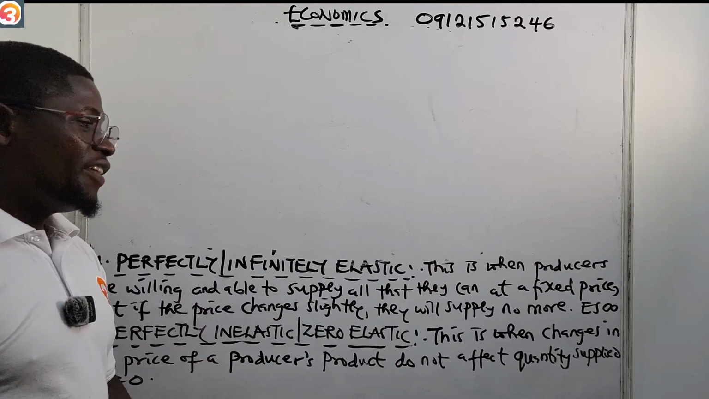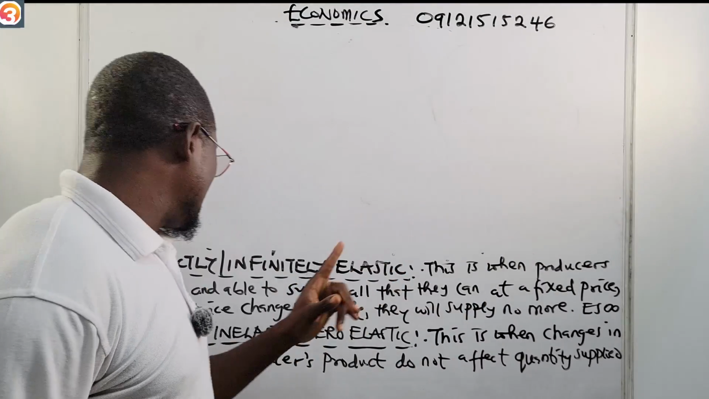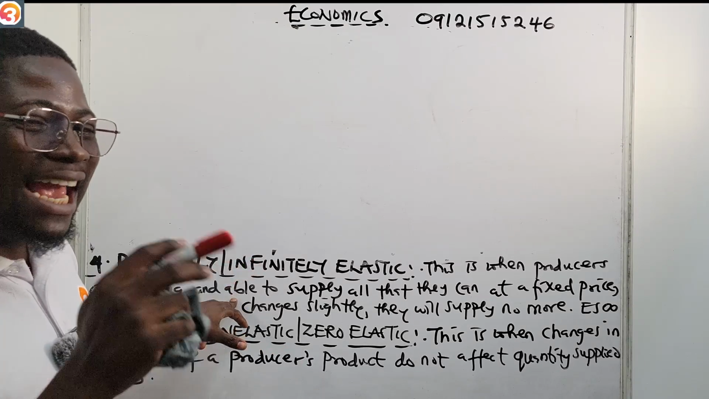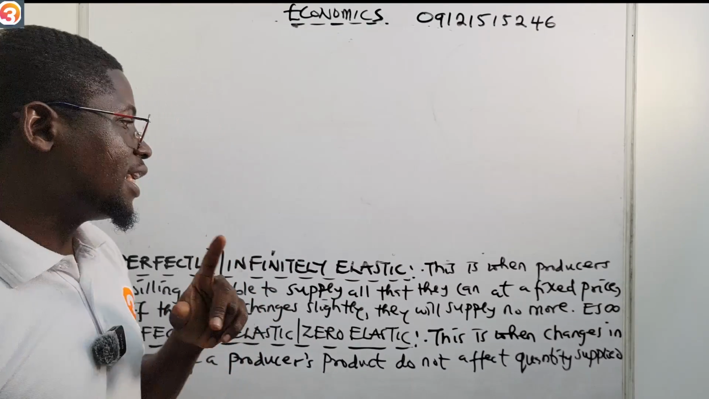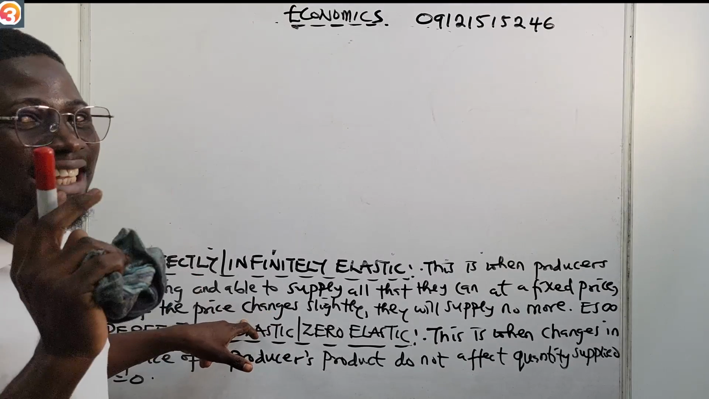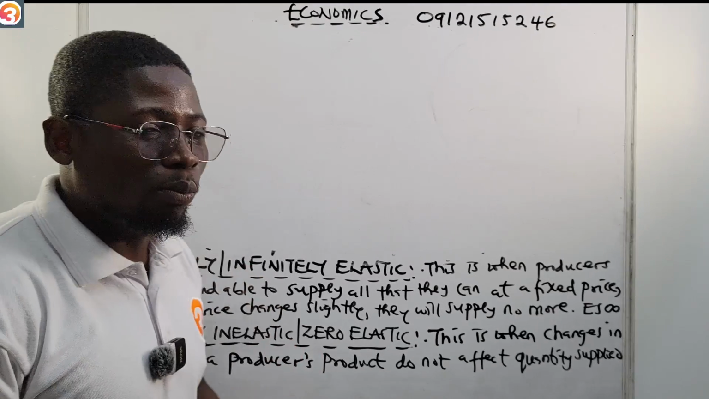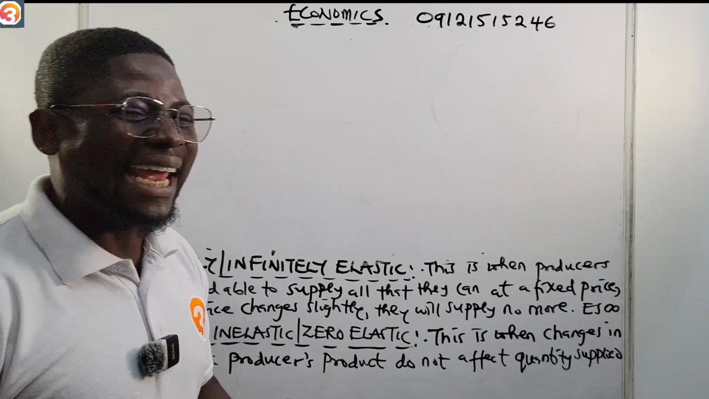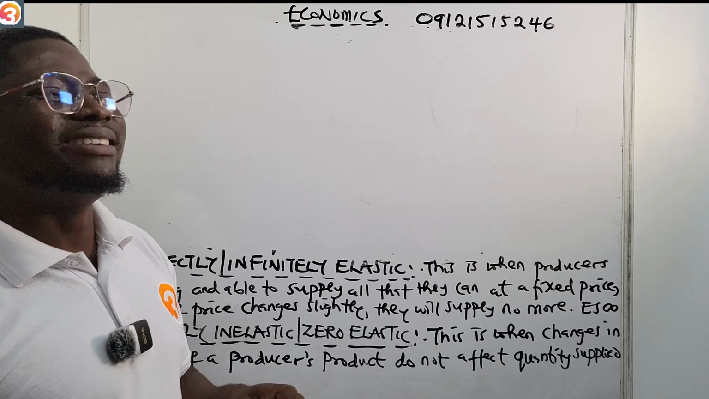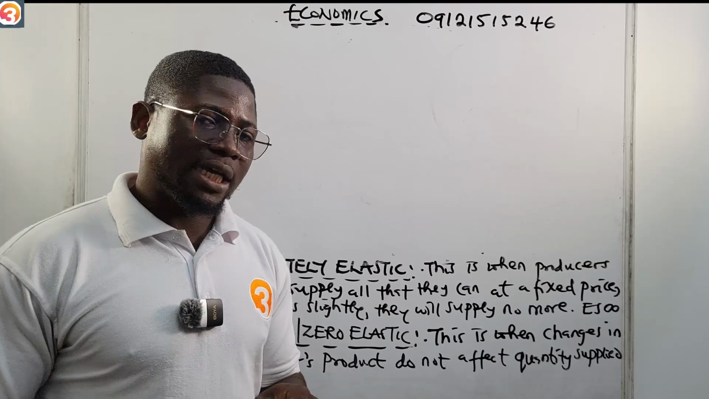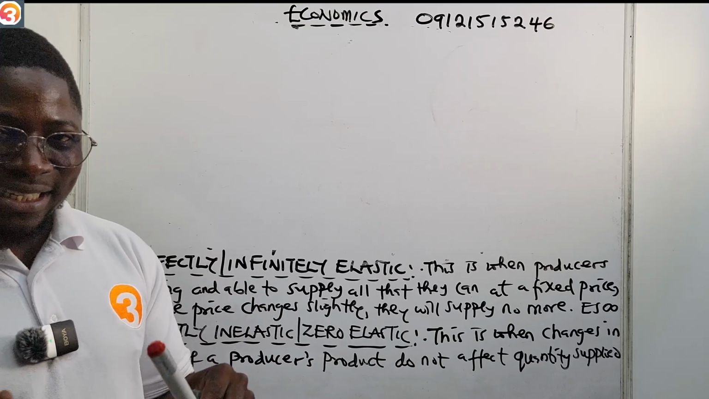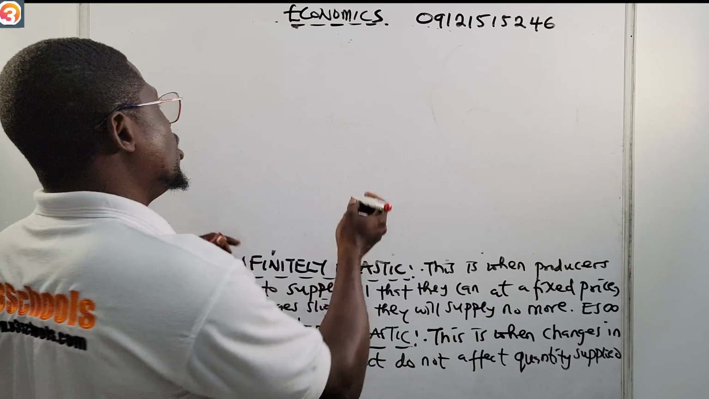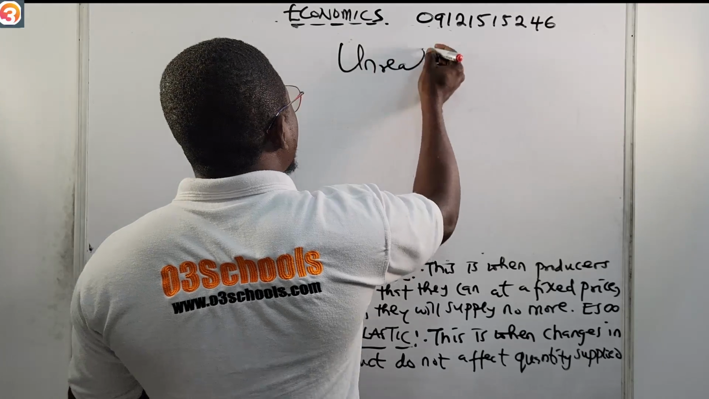Now, for perfectly or infinitely elastic supply, we say this is when producers are willing and able to supply all that they can at a fixed price. But if the price changes slightly, they will supply no more. Supply will drastically reduce. That's what it means. Like I said, it's actually unrealistic.